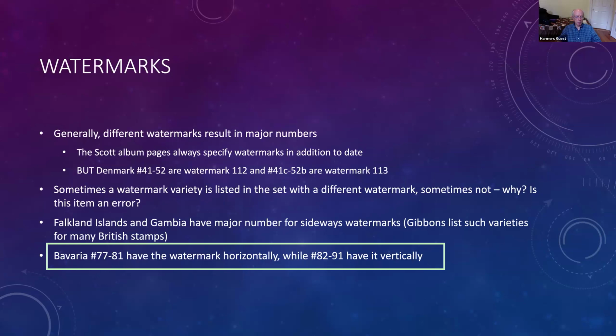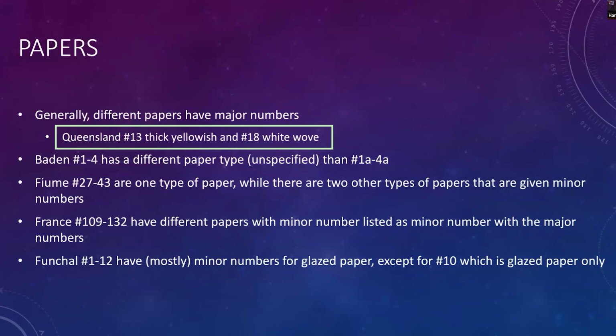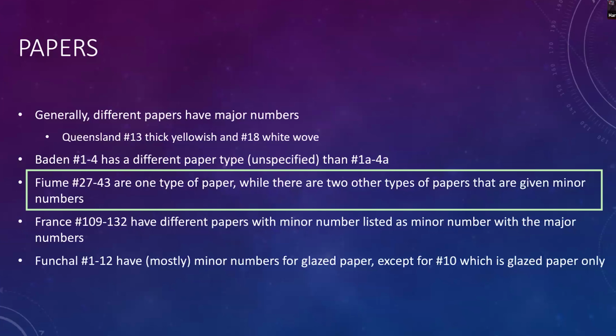Bavaria, you have the reverse case where a horizontal watermark is given in one set of major numbers, and a vertical, the same watermark vertical, is given another set of major numbers. Paper is generally a different kind of paper, has a different number, but Queensland 13 is called thick and yellowish, and 18, the exact same stamp, is said to be white wove, and there are quite a few varieties of this sort. Baden, same deal. Fiume 27 to 43 is on one type of paper, where there are other papers, and the other papers are all given minor numbers rather than major numbers.